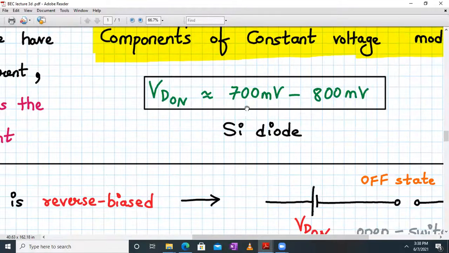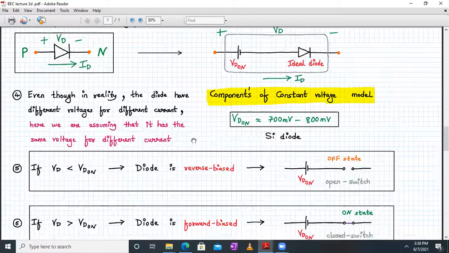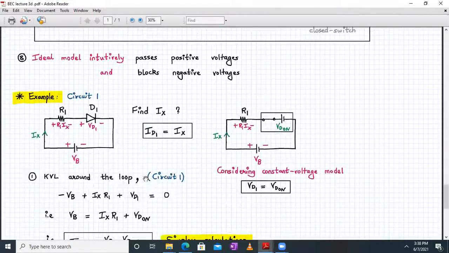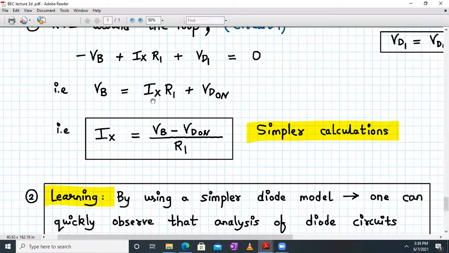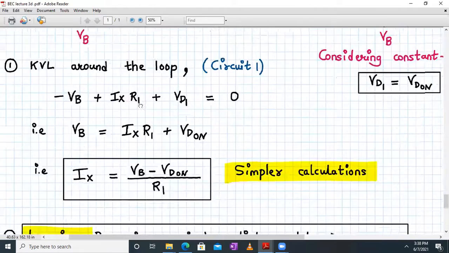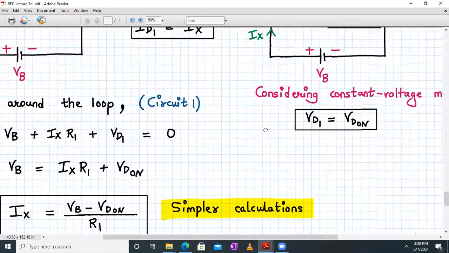VD on value for a silicon diode is 700 to 800 millivolts. For a germanium diode, it is around 200 to 300 millivolts. For silicon, it is in the 700 to 800 range. Okay, so now see, such a simple calculation. You don't require any other step. Just by substituting the value of VD on over here, you will quickly get the value of IX. So that's the amount of simplicity this constant voltage model brings.